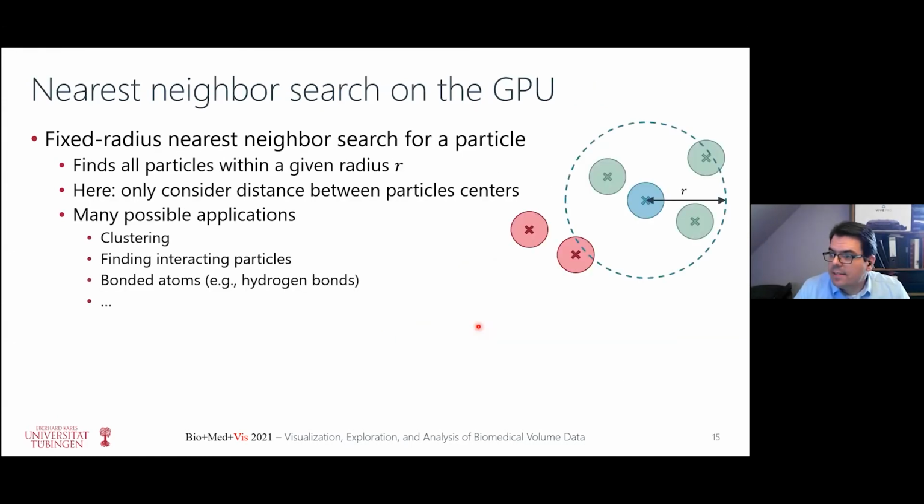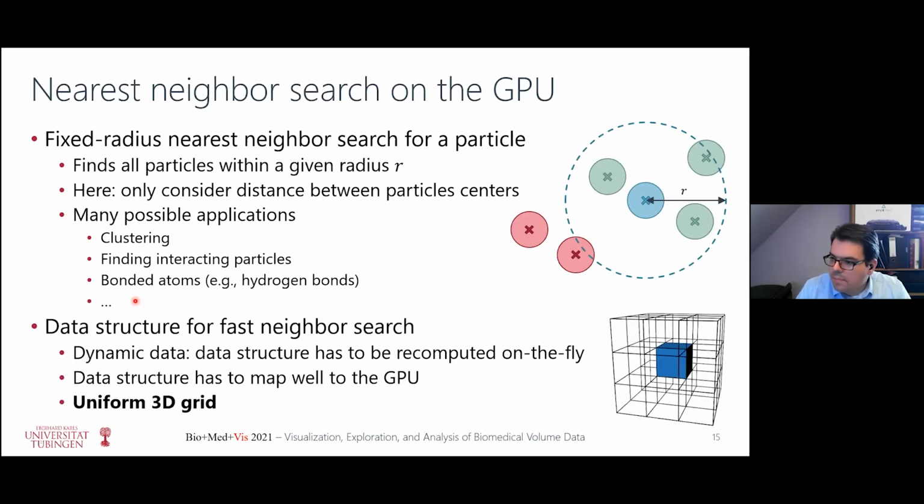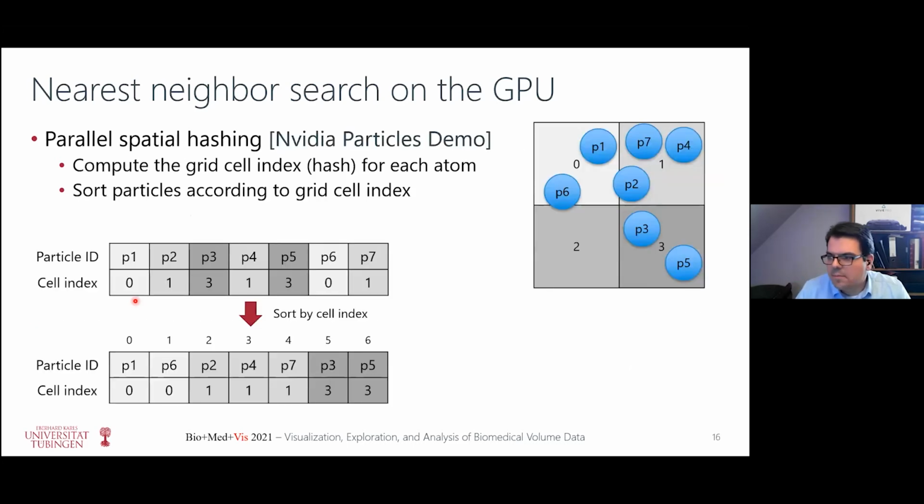I also prepared some slides about fast nearest neighbor search. In the interest of time, I will skip a little bit over that. So just to get the rough idea, what we have to do is to search for nearest neighbors. For each point in space, we have to search for all the neighboring atoms that are within this radius. This is also not just important for surface calculation, but also for many other applications like clustering. And we use a grid-based nearest neighbor search for that.